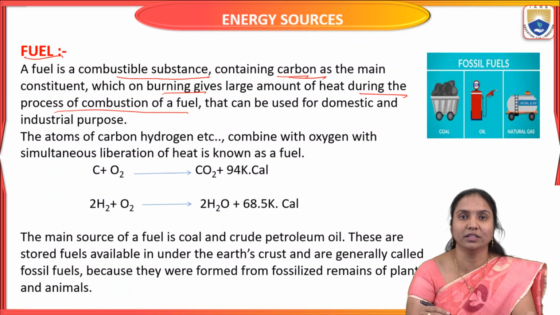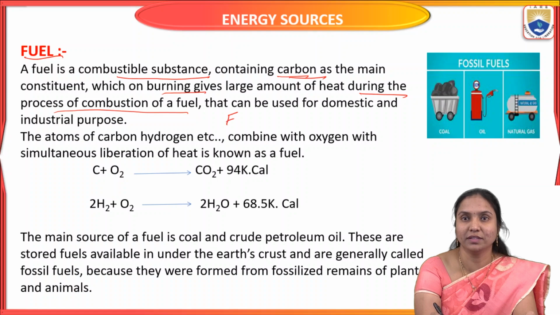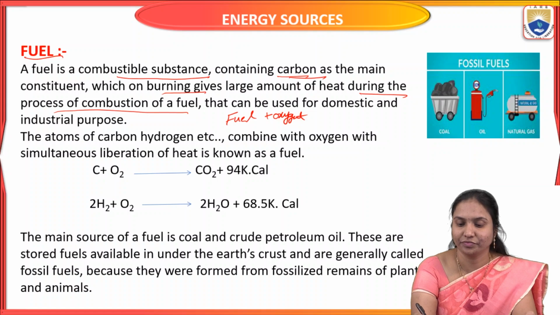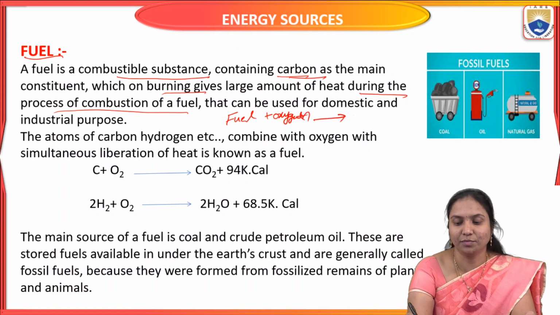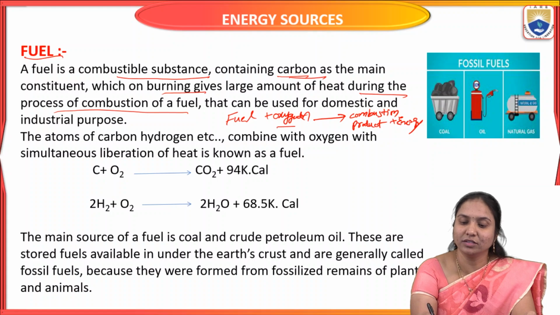The burning process is called combustion: burning of fuel in the presence of oxygen. During this process, what reaction takes place? Fuel, when burning in the presence of oxygen, or oxidation, forms combustion product plus energy. So fuel during the burning process in the presence of oxygen produces combustion product and energy. This process is called combustion.